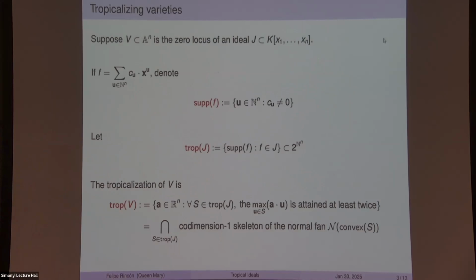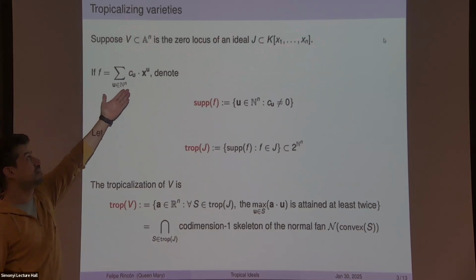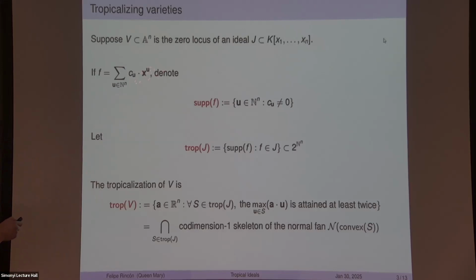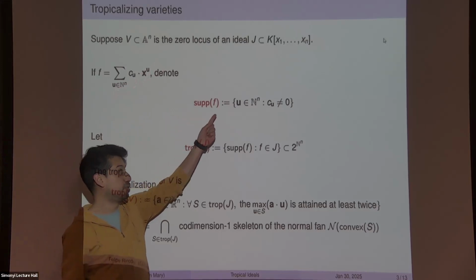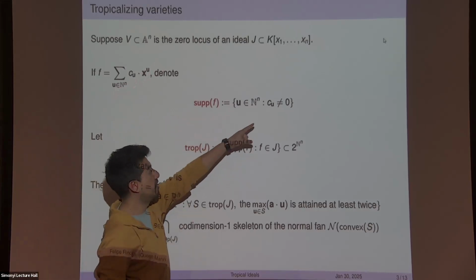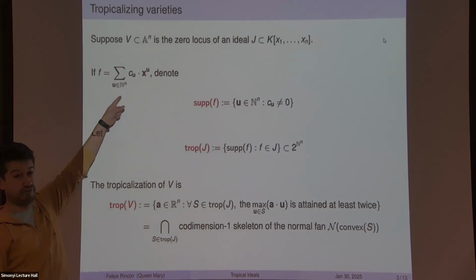Let me say a bit more about how that process goes, because we're going to need this later. Say you have an algebraic subvariety of affine space, given as the zero locus of some ideal of polynomials in n variables with coefficients in a field K. A polynomial f is a sum of coefficients times monomials x^u, where u is a lattice point that indexes the exponents of the variables. I'm going to talk about the support of the polynomial as the actual monomials, or the exponent vectors, that appear in the polynomial, that is, those whose coefficient is nonzero.